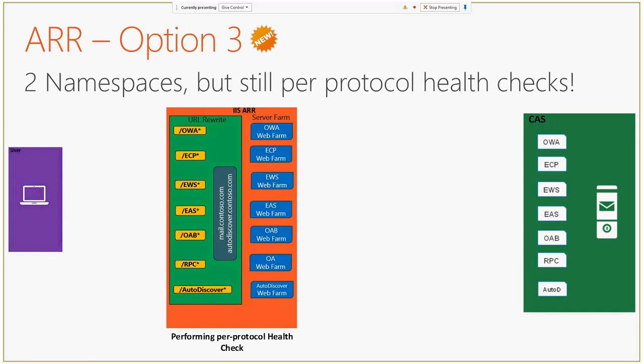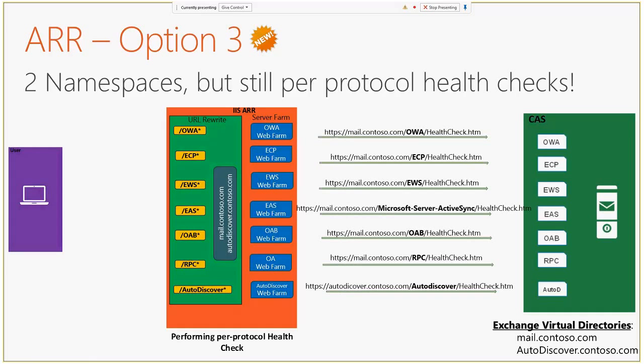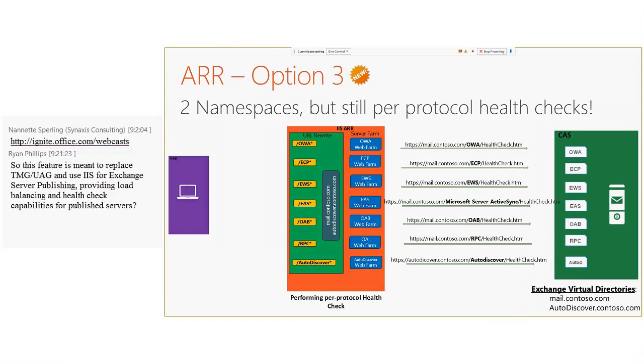So the idea is that I still have multiple server farms. I still need multiple server farms, obviously, because otherwise I wouldn't be able to do a proper health check for the protocols. So I still need a server farm for OWA, a server farm for ECP, for EWS, and so forth. And the idea behind this is that I would want to have a single shared namespace up there. And the idea is that we will do different URL rewriting rules in there.